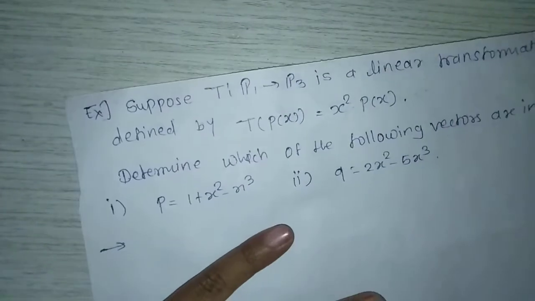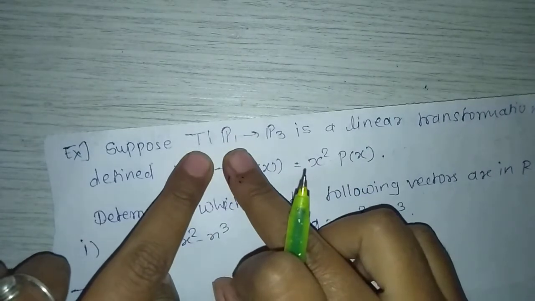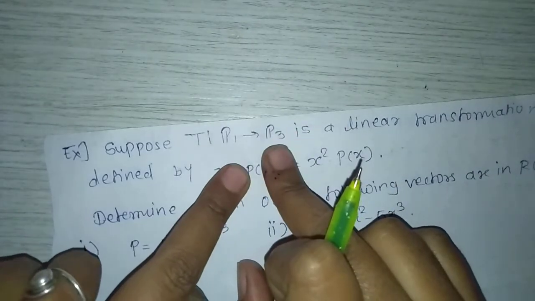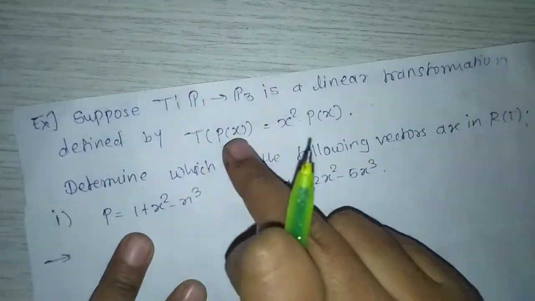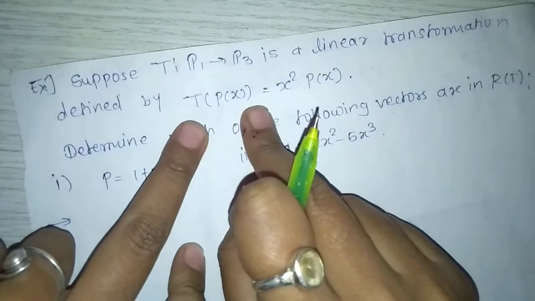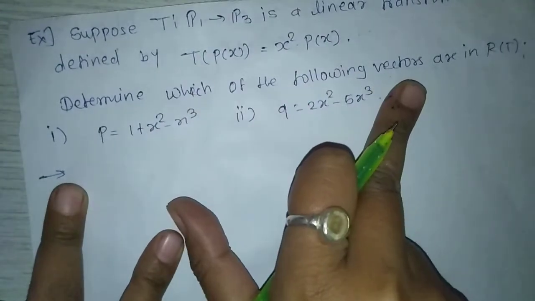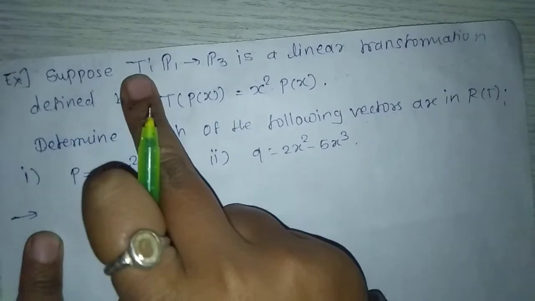Now, next example. Suppose T mapping P1 to P3, where P1 contains the set of all polynomials of degree at most 1 and P3 means the set of all polynomials of degree at most 3. T mapping P1 to P3 is a linear transformation defined by T of p(x) equal to x squared into p(x), means T of some polynomial equals x squared into that polynomial. Determine which of the following vectors are in the range of T. We know that range of T means the image set of T.